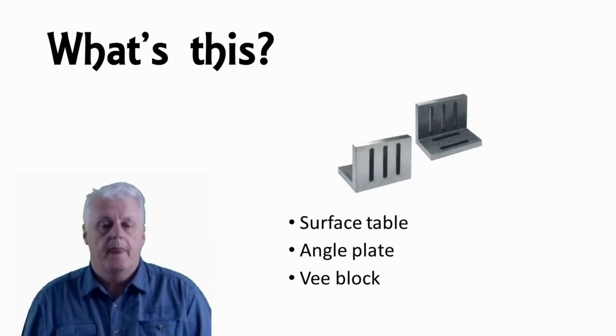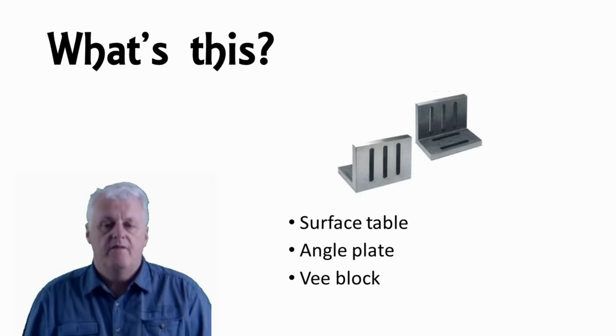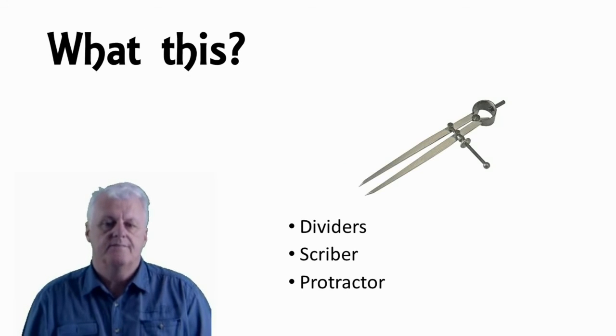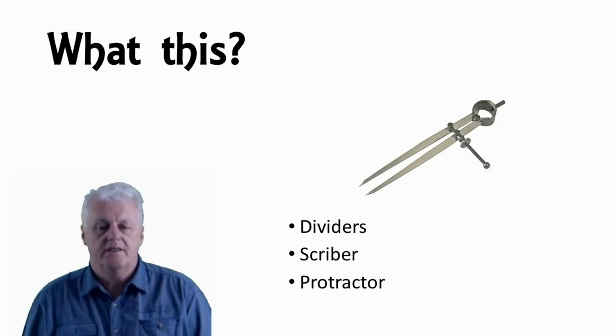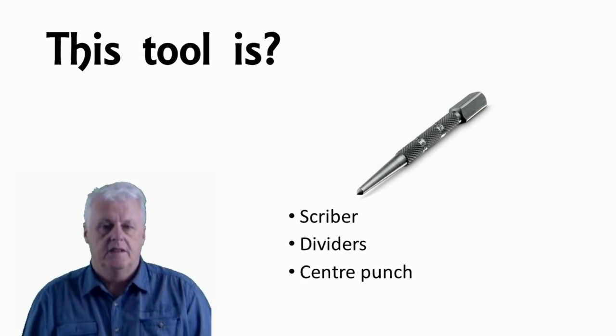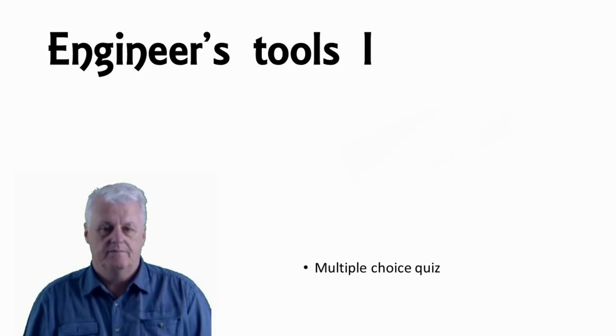What's this? Surface table, angle plate, V-block. The answer is angle plate. What's this? Dividers, scriber, protractor. The answer is dividers. This tool is scriber, dividers, centre punch. The answer is centre punch.